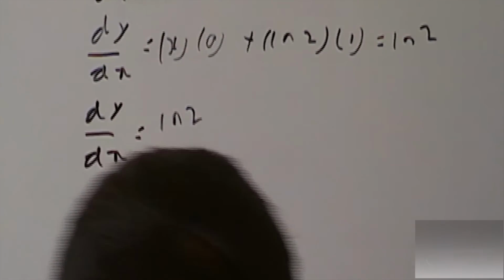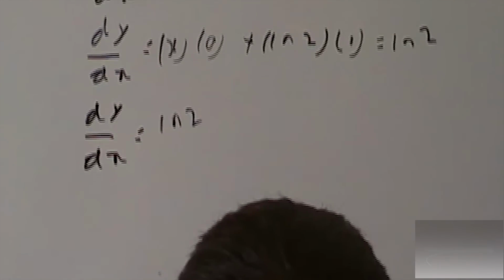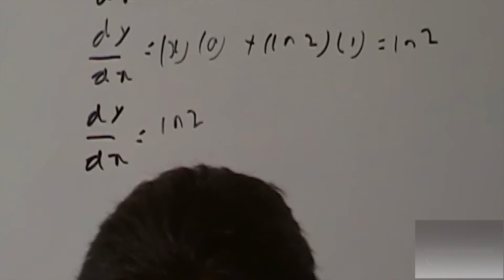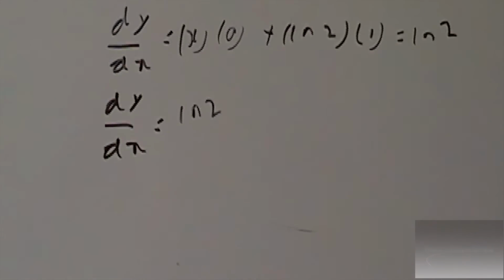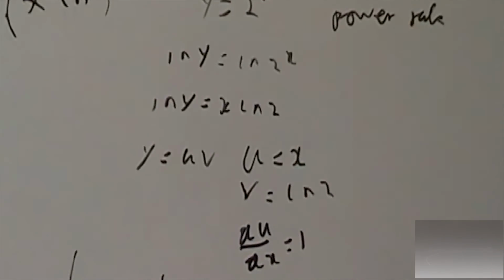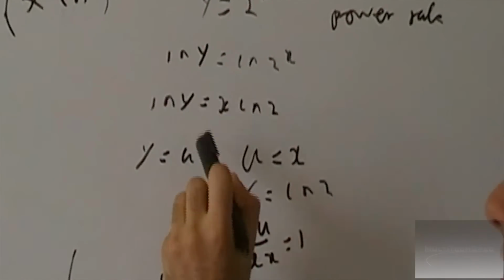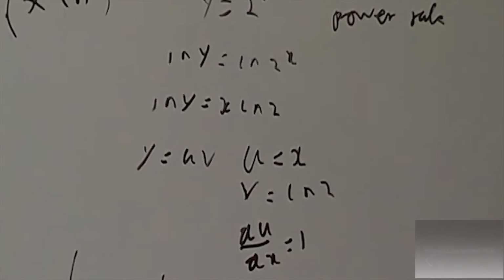So now where do we go from here? Well, that part's done now. Essentially what we've done is we've differentiated this part of the equation, and this part of the equation. We haven't differentiated this part of the equation, bearing in mind that y is equal to 2 to the x. Because y is equal to 2 to the x, we can differentiate it.